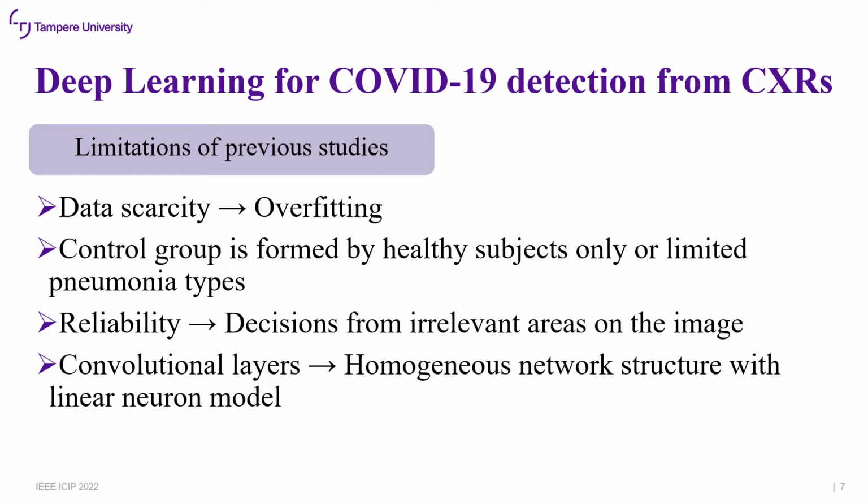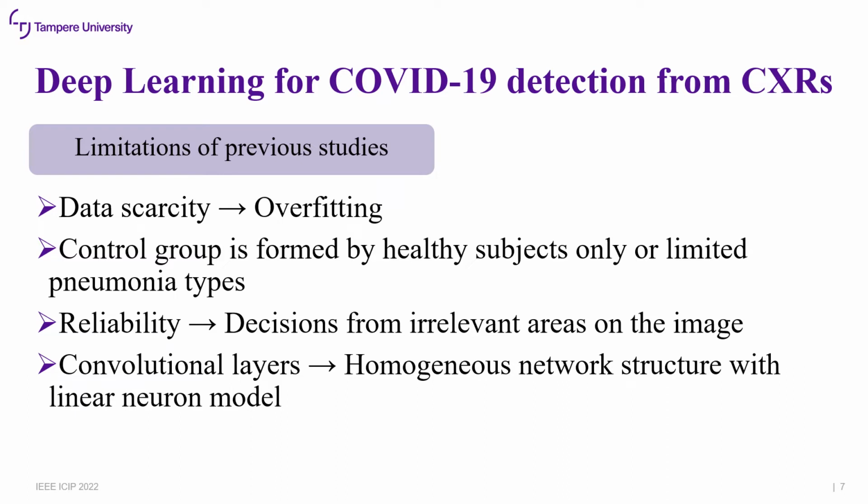Also, previous studies have used a control group that is formed by healthy subjects only or limited pneumonia types. This can cause a problem in real-life scenarios, especially in hospitals. And there is a reliability issue for deep learning models. When we check their decisions, we have seen that the decisions come from irrelevant areas on the images, for example, from background or text areas. However, we expect them to come from the lung areas only.